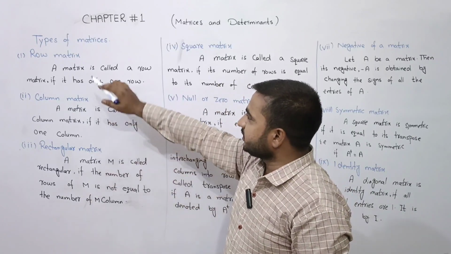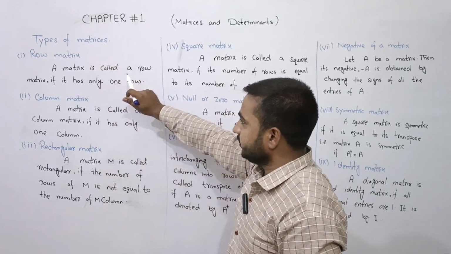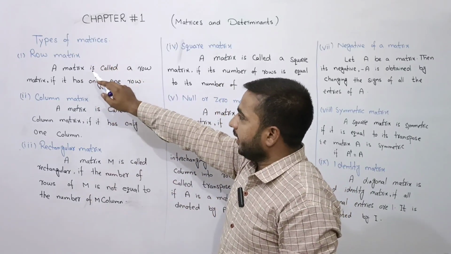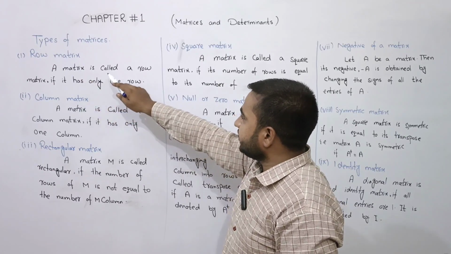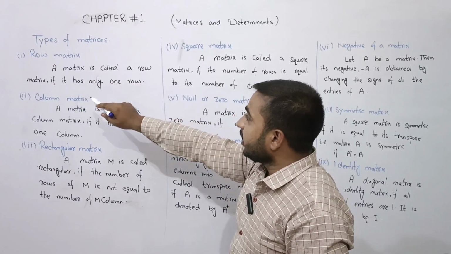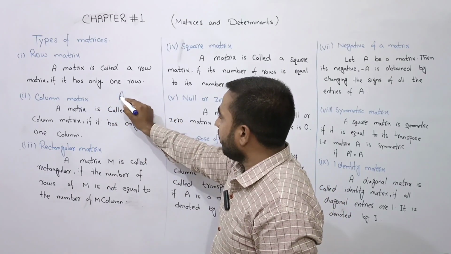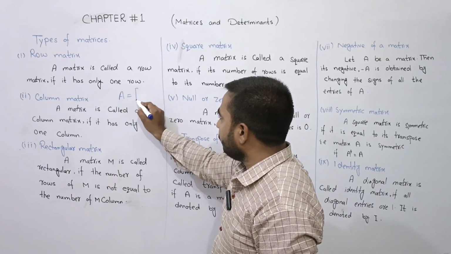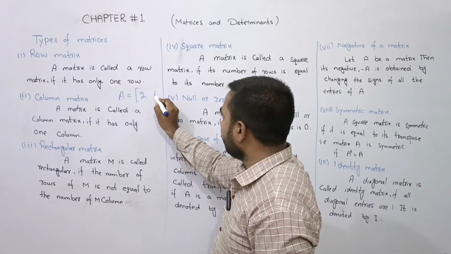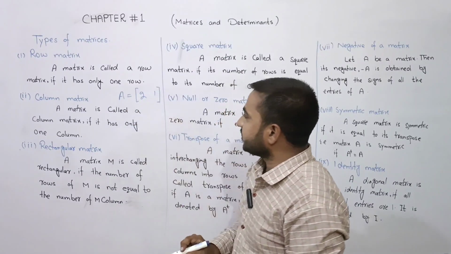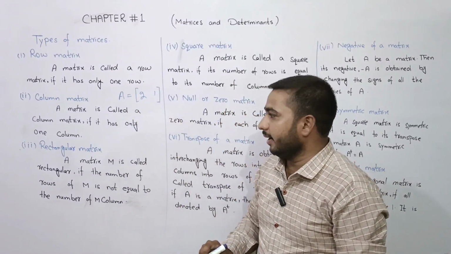Today our topic is types of matrices. First one is row matrix. A matrix is called a row matrix if it has only one row. For example, we have A having one row. These matrices are known as the row matrix.